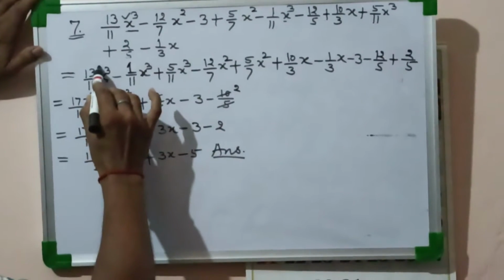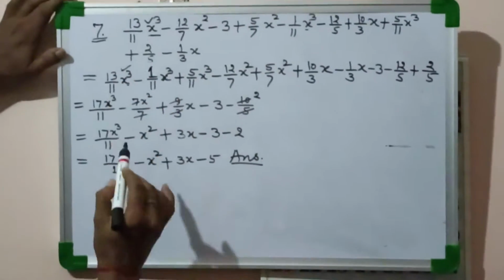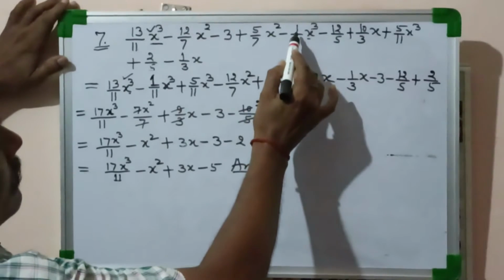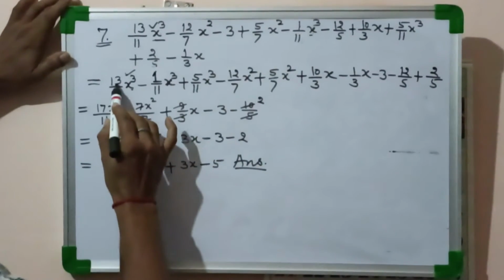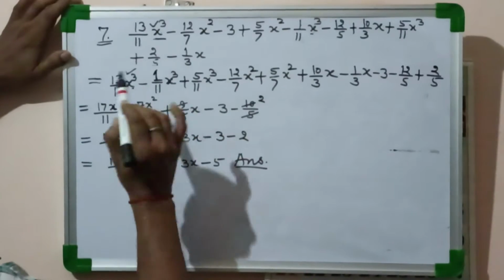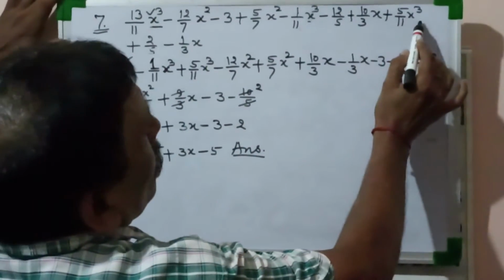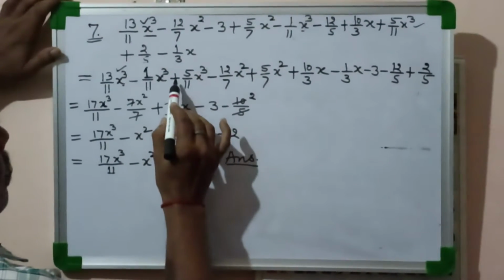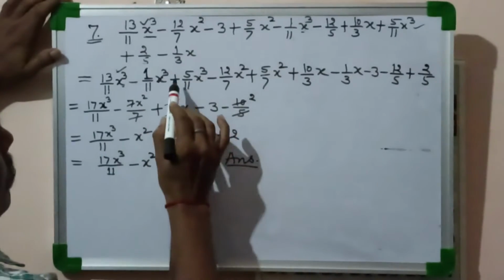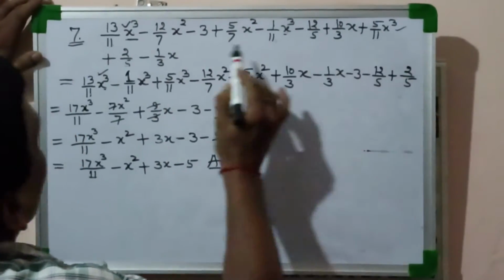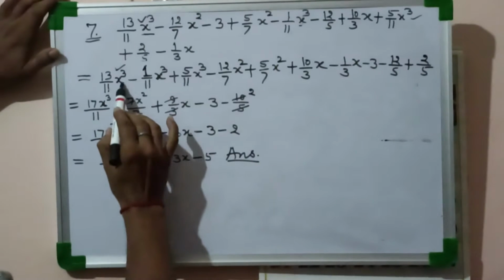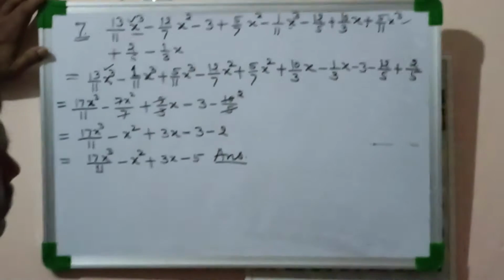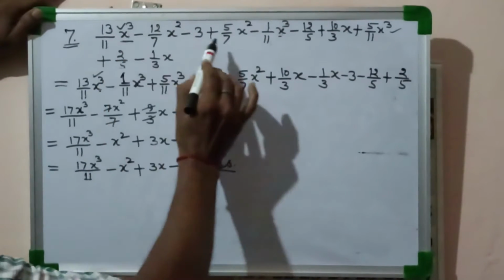So first, take the terms of x cube. 13 upon 11 x cube here, and here it is 1 upon 11 x cube. So 13 upon 11 x cube minus 1 upon 11 x cube. And one more is here, 5 by 11 x cube. So plus 5 by 11 x cube. Coefficient of x cube you have taken.